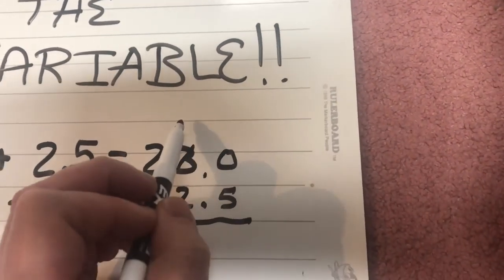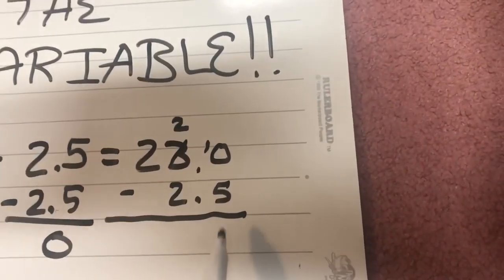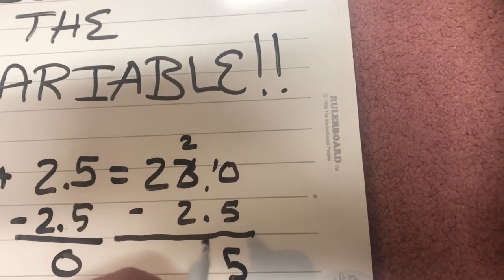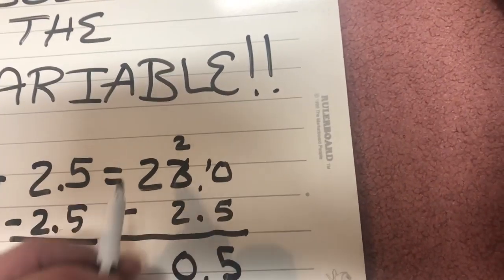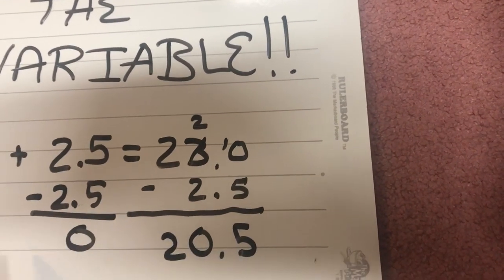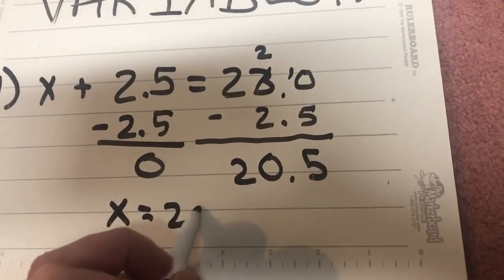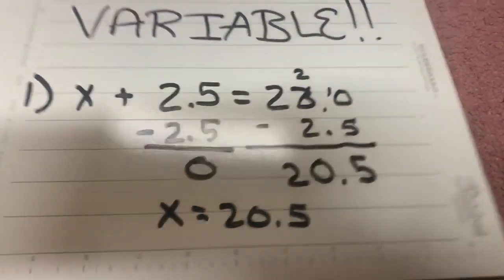We're going to borrow from the 3. We're going to make it a 2. We're going to make the 0 a 10. Don't just drop the number down. Now this happens to work because it was a 5, because 10 minus 5 is 5. Drop the decimal. 2 minus 2 is 0. 2 minus nothing is 2. x equals 20.5. Right? Pretty straightforward there.